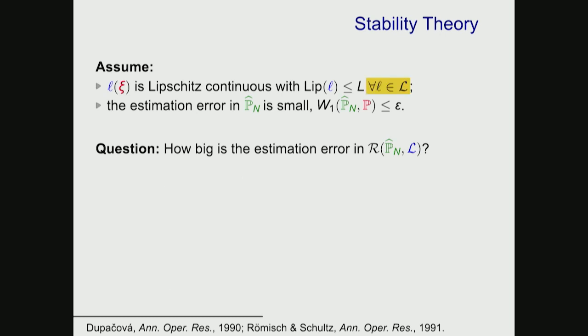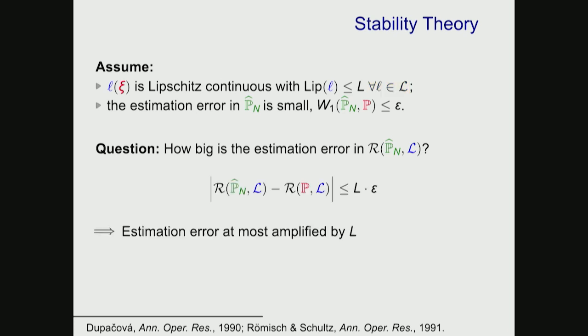Similarly, if we look now at the decision problem, where each decision corresponds to a different loss function, and if you assume that all these loss functions are Lipschitz continuous with the same Lipschitz constant capital L, then one can again prove that the estimation error in the risk is bounded above by L times epsilon. So this analysis gives us a rough understanding of how estimation errors in the input are propagated to the result of the optimization problem. In fact, estimation errors in the input are simply amplified by the Lipschitz constant of the loss function. So this reasoning suggests that if we would like to mitigate the optimizer's curse, if we would like to have a small estimation error in the risk, then we should try to find an estimator that has a small Wasserstein distance to the unknown true distribution.